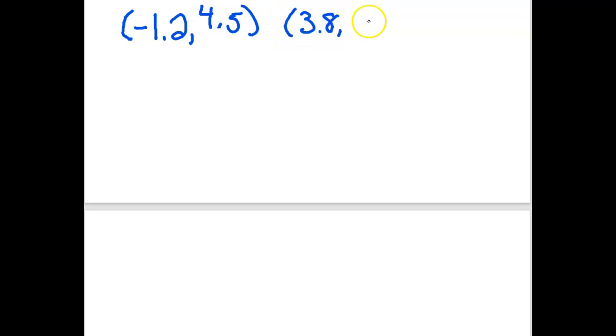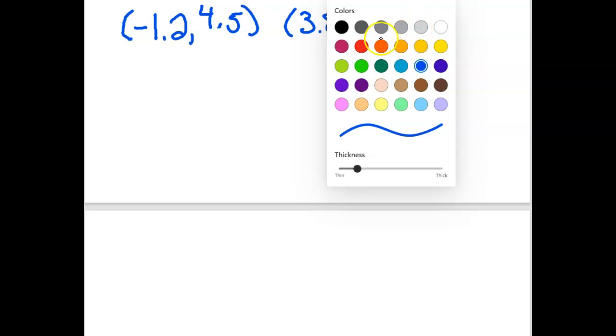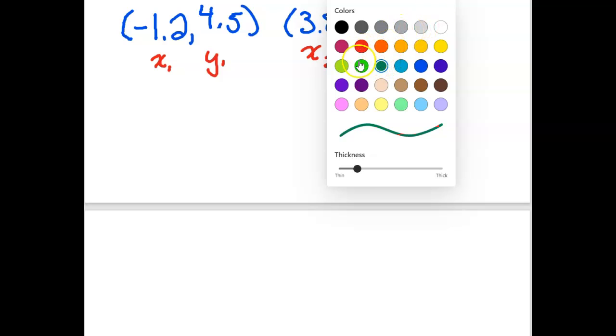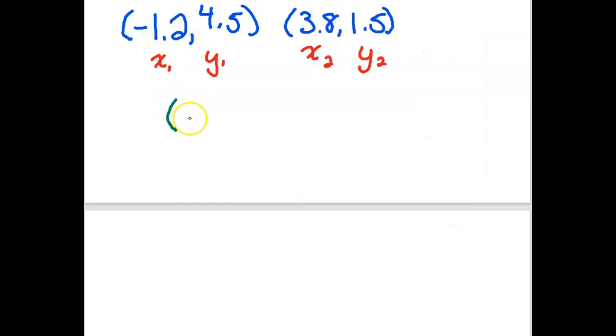Let's look at another example of using the distance formula. We're going to look at the ordered pair (-1.2, 4.5) and then the ordered pair (3.8, 1.5). So again, I'm going to label these as x1, y1, x2, y2. But this time, instead of doing it with the x2 and y2 first, I'm actually going to do it with the x1 first.